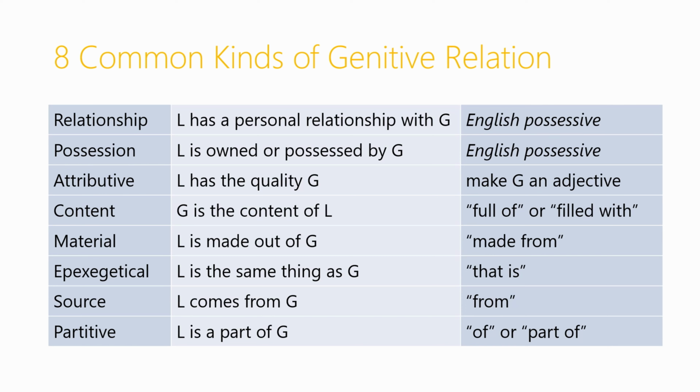A genitive of relationship, that is personal relationship, possession, an attributive genitive, genitive of content, genitive of material, an epexegetical genitive, a genitive of source, and a partitive genitive. Once again, this isn't necessarily all going to stick in your mind right away, but that list of 8 common kinds of genitive relationship will be something that we're working on in the Paideia exercises, along with the typical helper words that we use when we translate it into English.